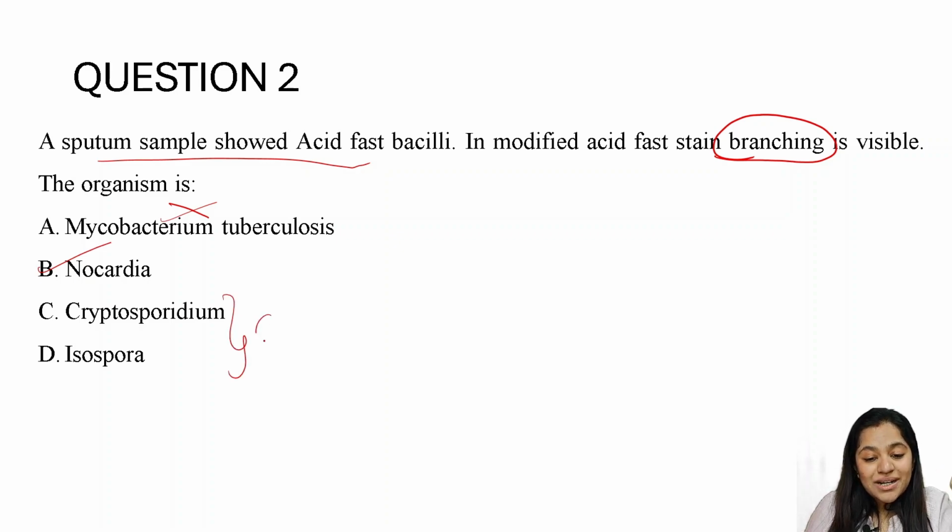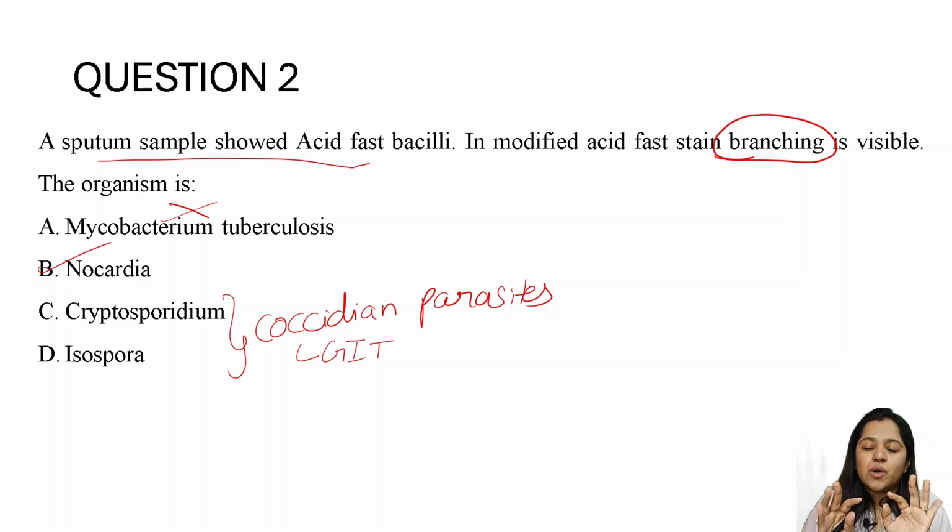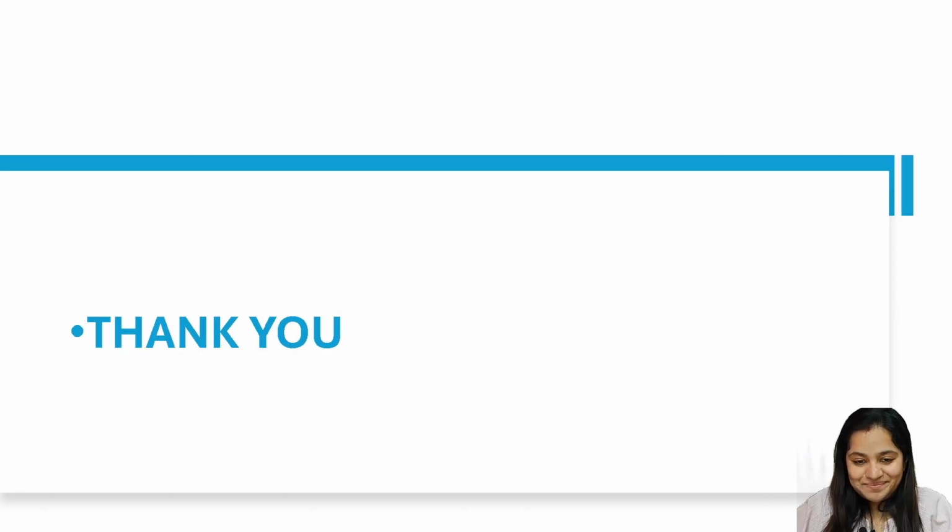Cryptosporidium and Isospora, they are coccidian parasites. They don't show branching. Okay? And also, they cause GIT symptoms. They cause diarrhea in your immunocompromised patients. Clear? So these were some questions which can come with a trap and what to look for. Always read the questions patiently so you can come up to the answer. Thank you.